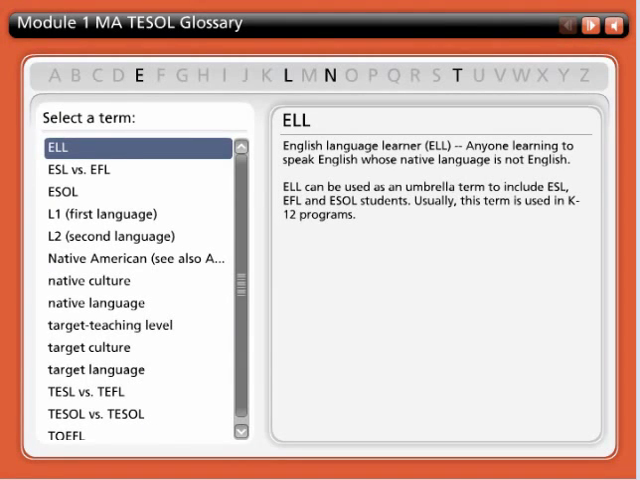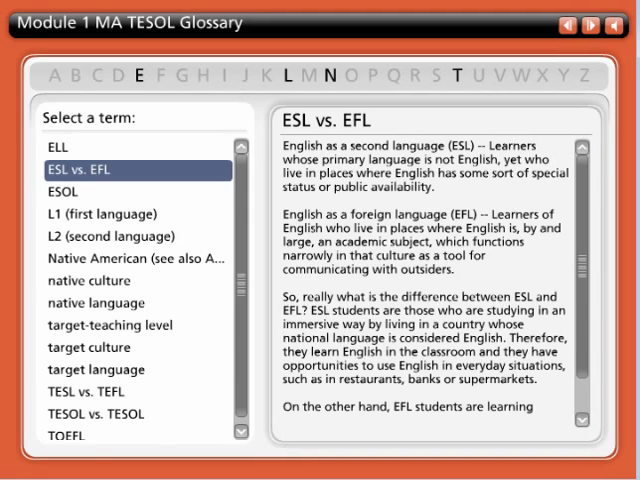English language learner, ELL. Anyone learning to speak English whose native language is not English. ELL can be used as an umbrella term to include ESL, EFL, and ESOL students. Usually this term is used in K through 12 programs. ESL versus EFL. English as a second language is considered ESL.